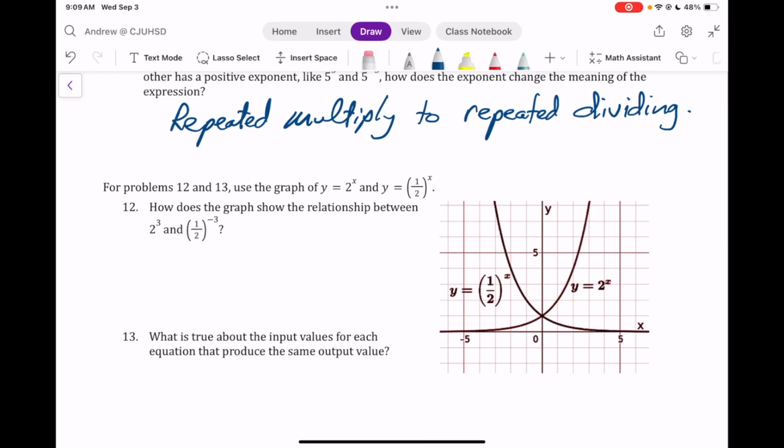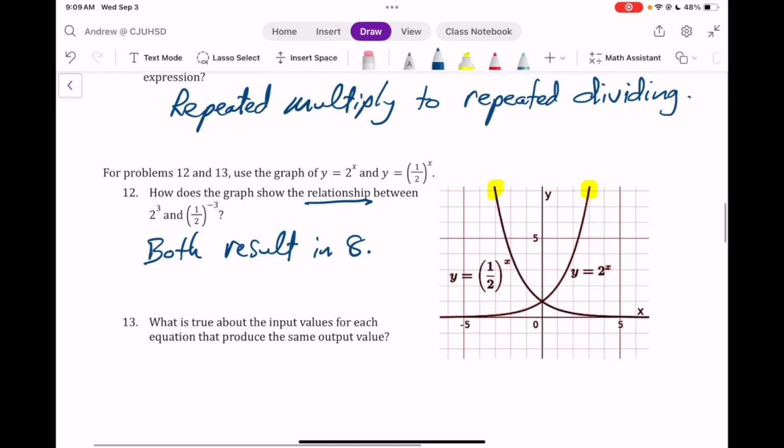For problems 12 and 13, use the graph. This is the graph we looked at in the Launch, Explore, Discuss. How does the graph show the relationship? Another word for relationship might be connection between 2 to the third and 1/2 to the negative 3. The connection is they both give you the same number. They're both y values of 8. What is true about the input values for each equation that produce the same value? They're opposites. Simply, they are opposites.